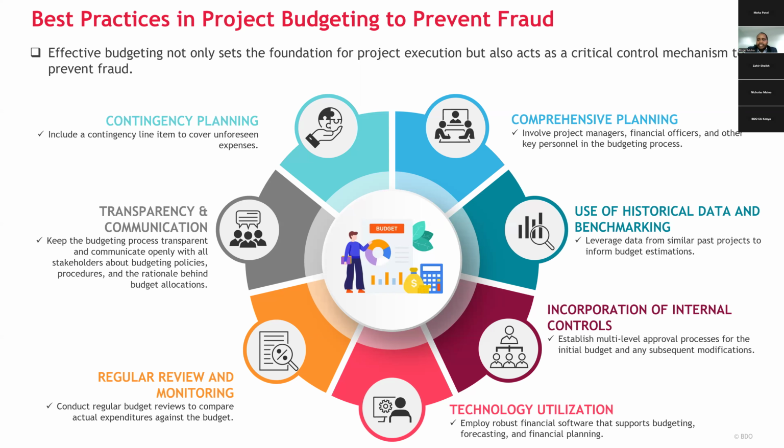The last one is what we had shared earlier, contingency planning. So this is having a contingency line item to cover any unforeseen expenses. It's usually a small item, but it's key to ensure that all this use of funds that is unforeseen is documented, it is planned for, and it is covered in that area. So this will help you make sure that there are no high levels of misuse.